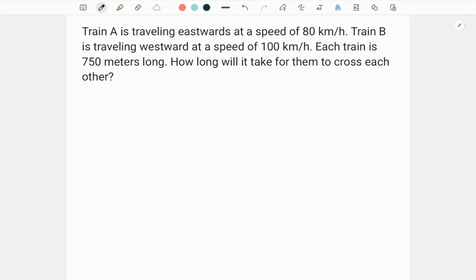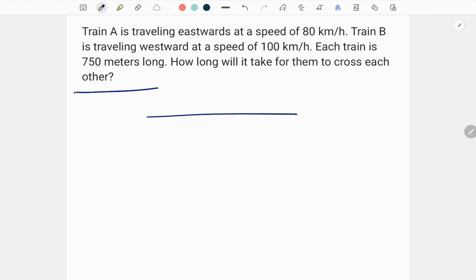Train B is traveling westward at a speed of 100 kilometers per hour. Each train is 750 meters long. How long will it take for them to cross each other? So imagine that there are two trains on parallel rail tracks, and one is traveling eastward, the other one is traveling westward. Let's draw a picture that will make this a little clearer.